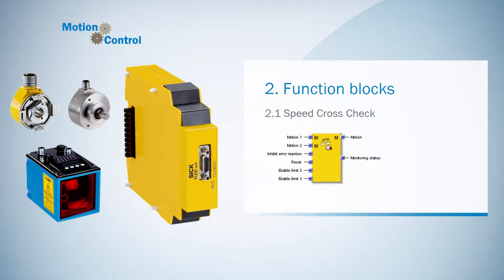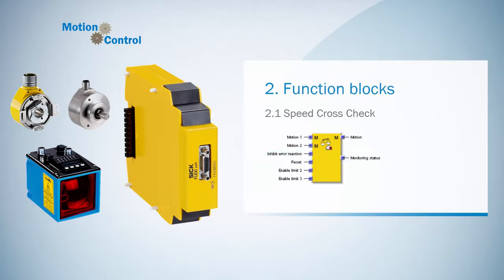About the outputs. The first output motion contains the resulting motion information, which is speed and position, plus the status information of the encoders. And the output monitoring status, which is normally high, goes low if the allowed relative speed difference is exceeded or an encoder error is detected. It goes high again when the error has been reset either by the input inhibit error reaction or the input reset.